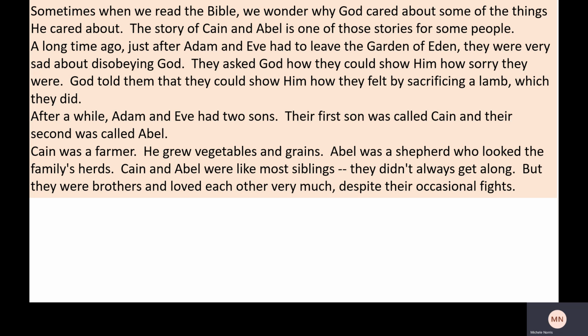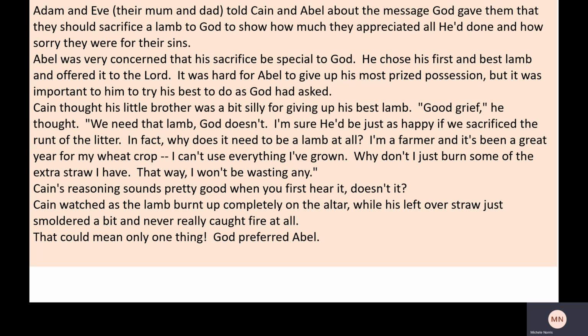After a while, Adam and Eve had two sons. Their first son was called Cain, and their second was called Abel. Cain was a farmer. He grew vegetables and grain, and Abel was a shepherd who looked after the family's herds. Cain and Abel were like most siblings. They didn't always get along, but they were brothers and loved each other very much, despite their occasional fights. Adam and Eve, their mum and dad, told Cain and Abel about the message God had given them, that they should sacrifice a lamb to show God how much they appreciated all he'd done and how sorry they were for his sins.